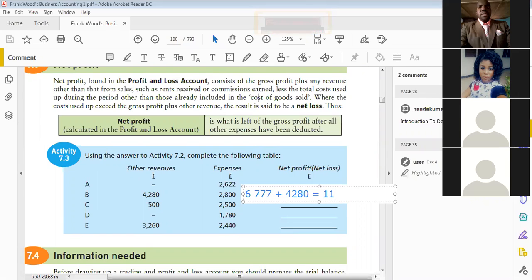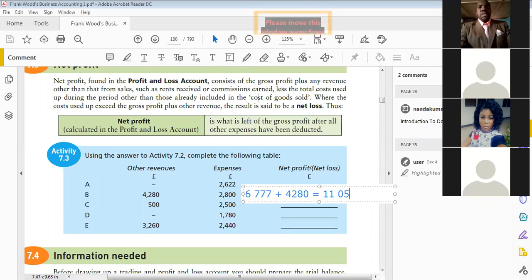You mean the overall answer? 11,057. So therefore, gross profit plus other revenue will give you 11,057. Then now, you're going to minus the expenses of 2,800, and that will give you 8,257. Yes. So therefore, you'd have a net profit.